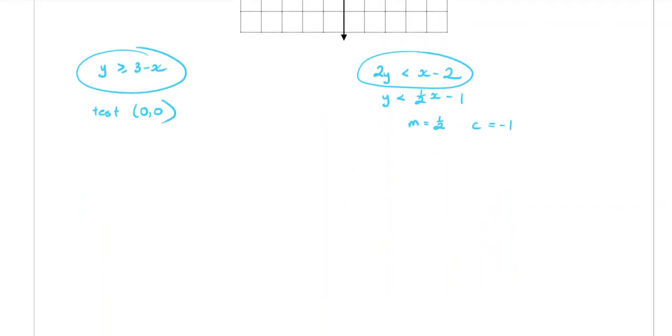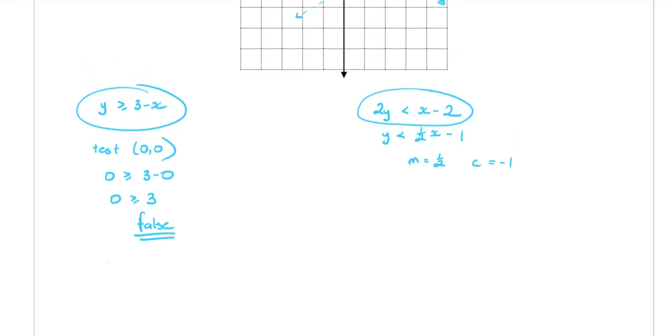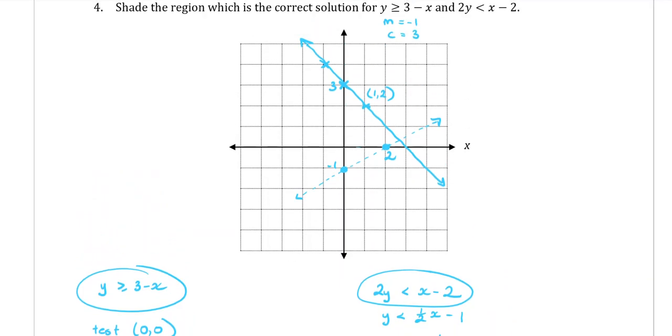We test the point 0, 0. So that would be 0 is greater than or equal to 3 minus 0. 0 is greater than or equal to 3. Wait a second, that's not true because 0 is smaller. So that is a false statement. So looking at my first line, the solid one down here, the origin is the wrong side to shade. So that means the shade, I'm going to do it lightly because I have to test the other one yet, is going to be on the higher side of that first line.